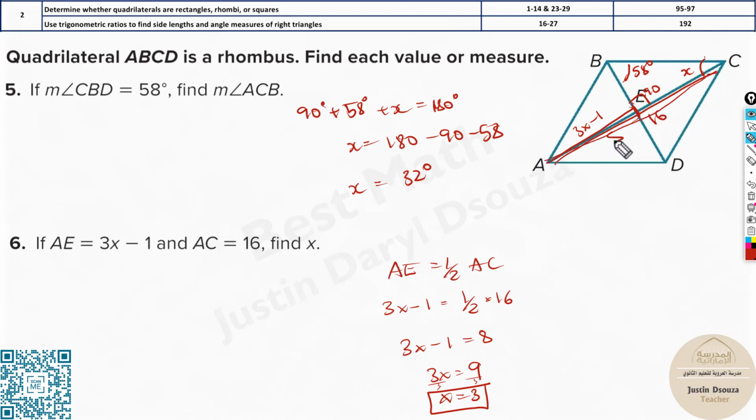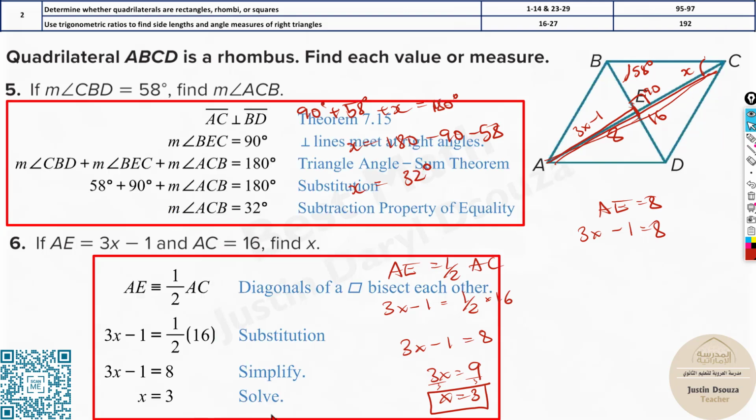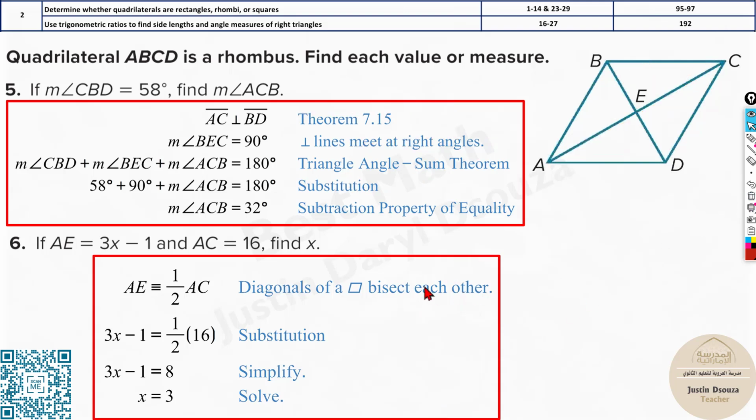Another way is, see, this is the total length 16, right? So half of it will be 8. You can directly substitute 3x minus 1 is equal to 8 and solve it. Or you can write over here AE is equal to 8 and then start solving it from here. The answer will be the same anyways. So the answer is 32 over here, and we got x as 3.